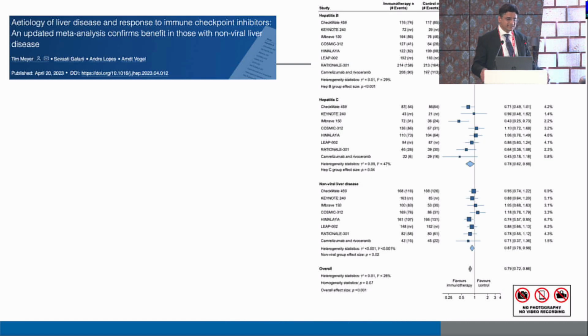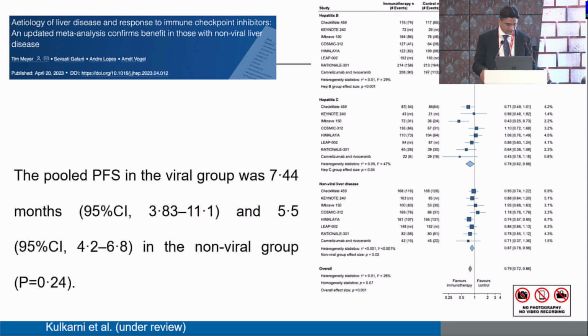Does the etiology matter? Yes, the initial study, IMbrave, said that NASH patients respond poorly. There was also a Nature paper saying that the tumor microenvironment doesn't favor using atezolizumab and bev, but an updated meta-analysis was published in the Journal of Hepatology saying that immune checkpoint inhibitors work well irrespective of the etiology. The same has been noted in the meta-analysis which we have performed. It is under review. The pooled progression-free survival was similar in patients with viral and non-viral etiology.